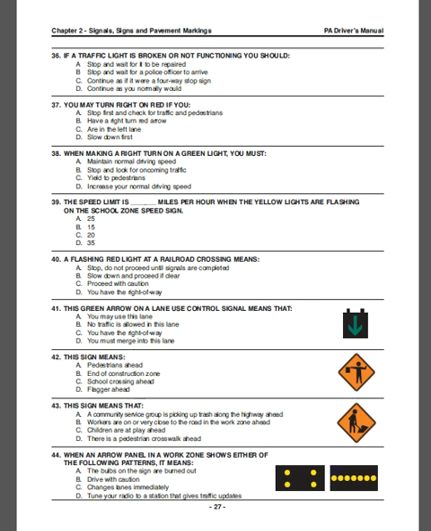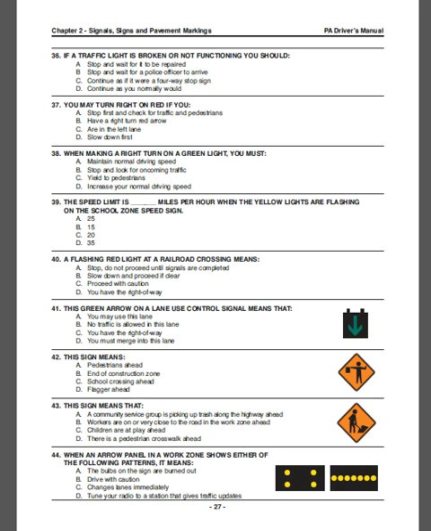39. The speed limit is how many miles per hour when the yellow lights are flashing on the school zone speed sign? A. 25. B. 15. C. 20. D. 35. The answer is letter B. The speed limit is 15 miles per hour when yellow lights are flashing on a school zone speed sign.